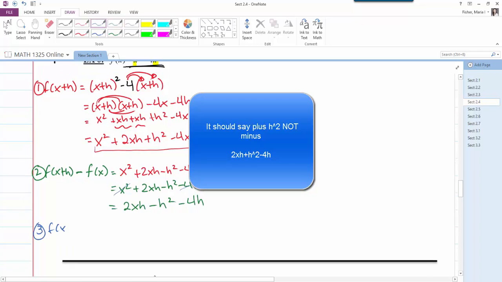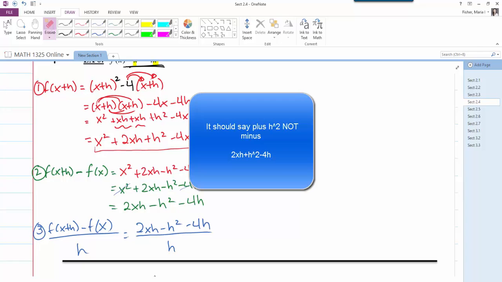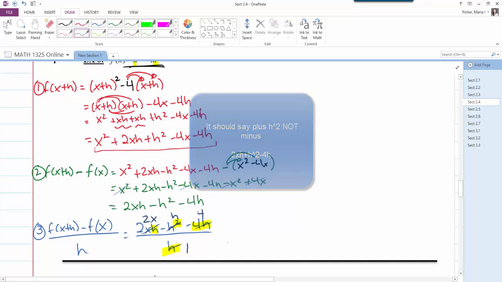Step 3, put that all over h. So we have our 2xh minus h squared minus 4h all over h. Well, again, notice everything's got an h. So I can cancel out the h's. From here, I'm just left with a 2x. From here, this is just an h. This is a 4, and this is a 1.